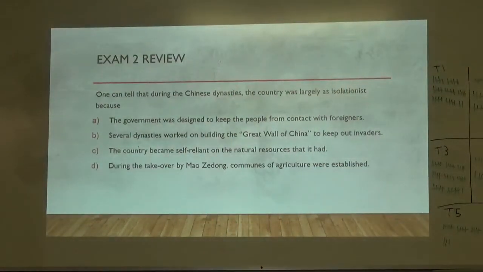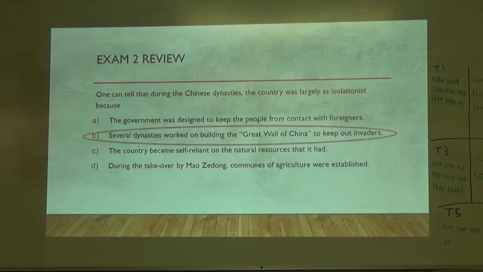Alright, one can tell that during the Chinese dynasties the country was largely isolationist because is it A, the government was designed to keep the people from contact with the foreigners, B, several dynasties worked on building the Great Wall of China to keep out invaders, C, the country became self-reliant on the natural resources that it had, and D, during the takeover by Mao Zedong, communes of agriculture were established. Answers in 3, 2, 1. Someone says B. Very good.